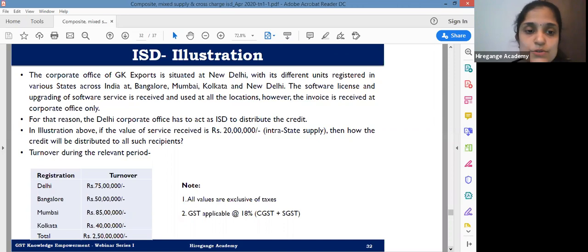So in this, to continue the example, the value of service received is coming to 20 lakhs. Then how will the credit be distributed to the recipients? First and foremost, GST is applicable at 18% on the vendor's invoice pertaining to the software's services. Based on the registration-wise turnover, details have been provided by us. For Delhi, it is 75 lakhs, for Bangalore 50 lakhs, Mumbai 85 lakhs, Kolkata 40 lakhs, total coming to 2 crore and 50 lakhs.